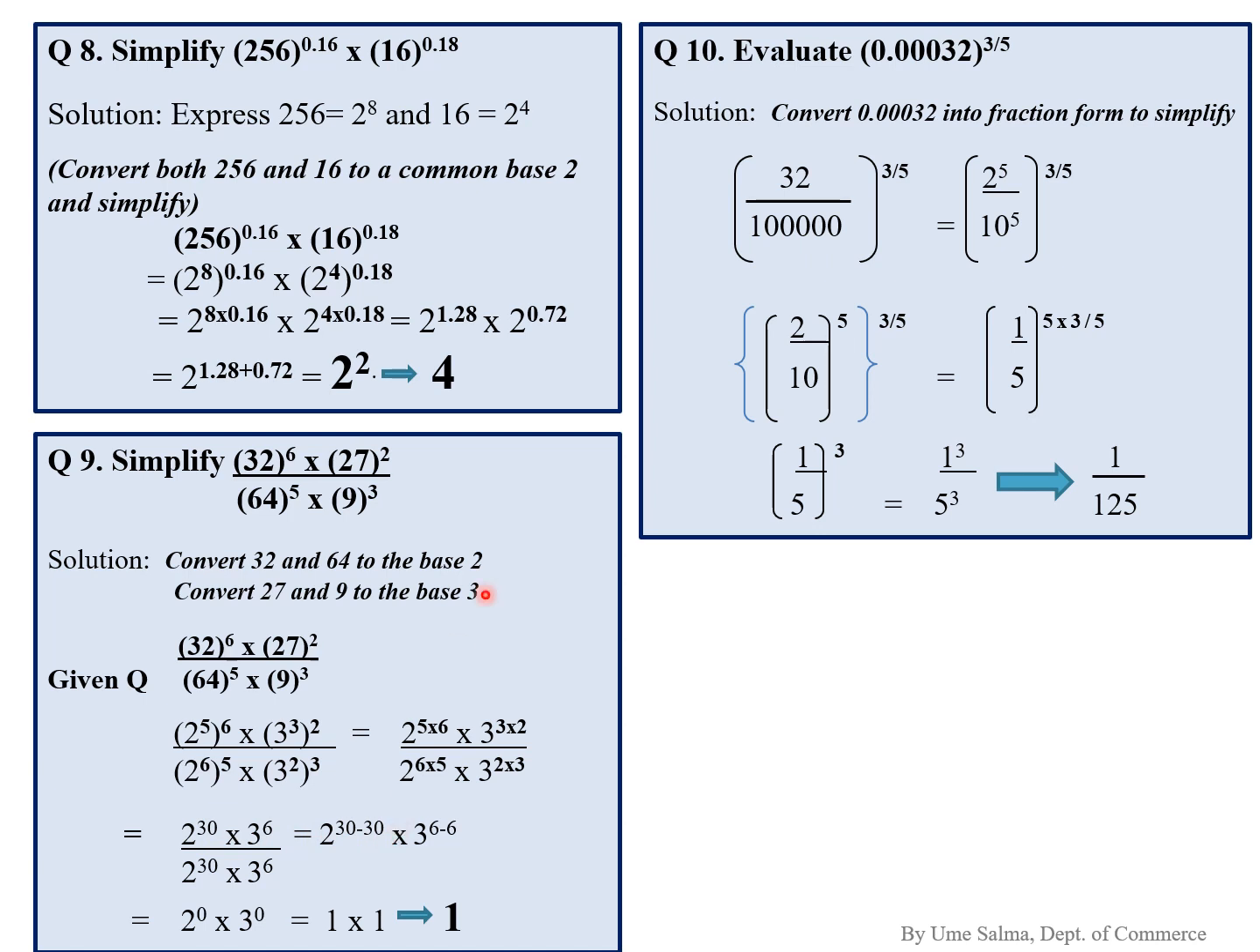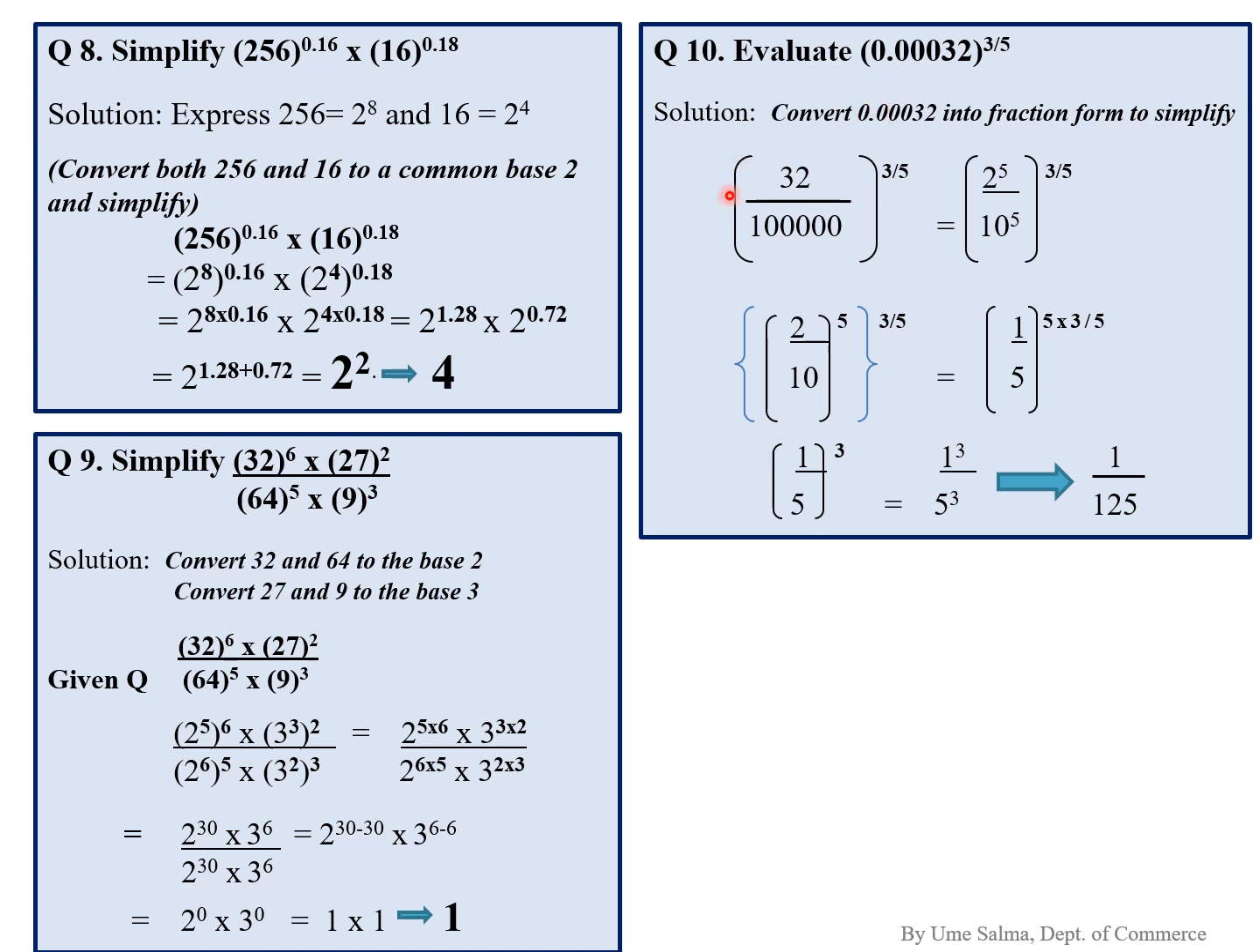Evaluate 0.00032 to the power of 3 by 5. So here you have a long decimal number and a fraction in the exponent. First, you are going to convert 0.00032 into fraction form because that will be simple and easier to solve. So this can be written as 32 by 1 lakh.